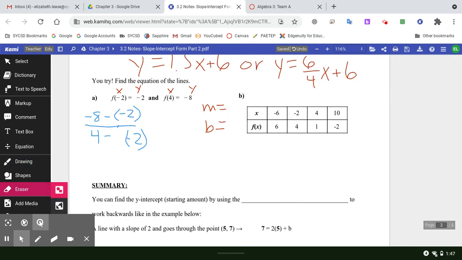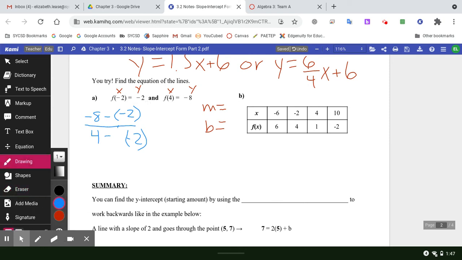So in A, we can use the change in the y values, so -8 and -2, and then the change in the x values, 4 and -2, to determine that our slope is -6 over 6, or simplifies to -1.